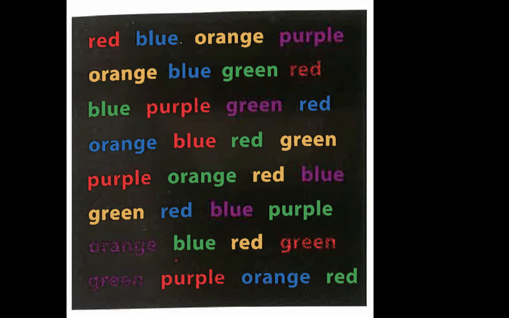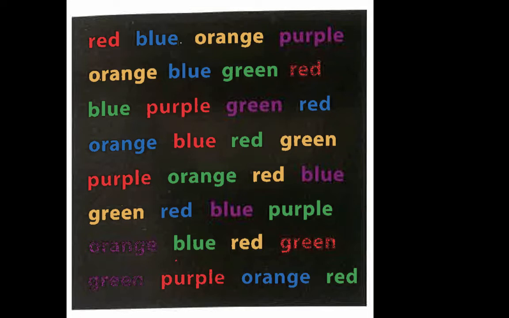So again, here you start out with the words red, blue, orange, purple, and it starts out seeming fine enough. The word red is red, the word blue is blue, etc. But then as we go down, it starts to get different. So red and orange both are the color blue. Blue is the color red. Red is the color green. And it becomes very hard to say these things out loud.